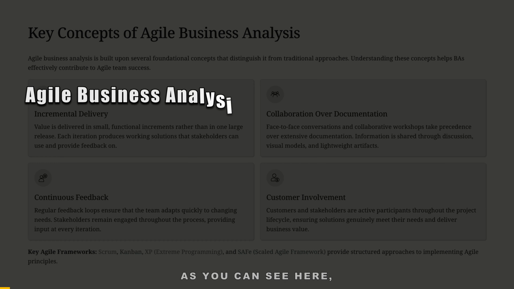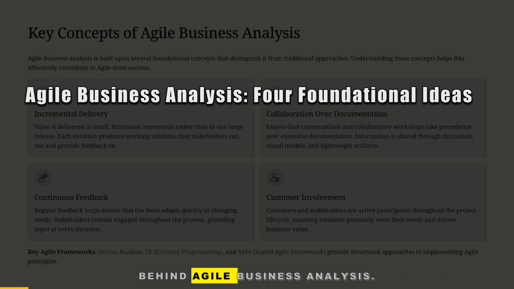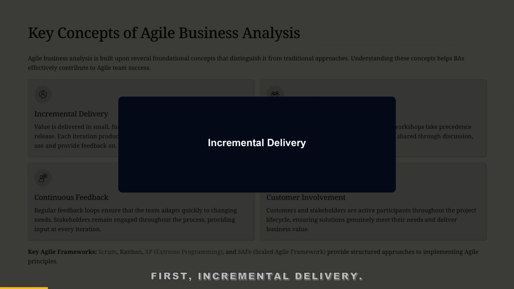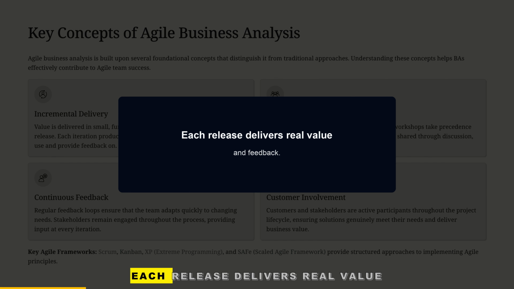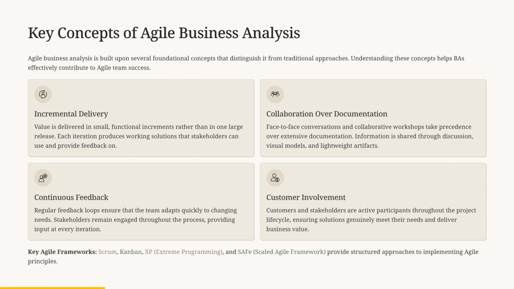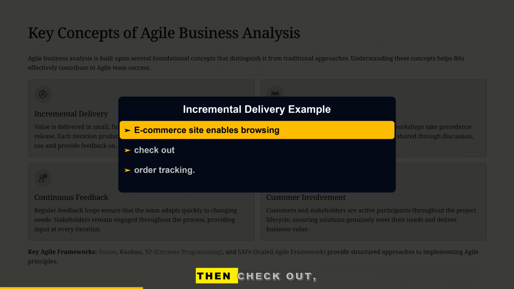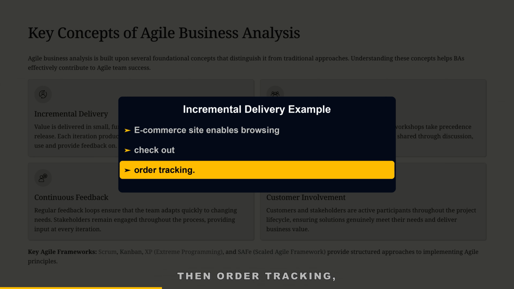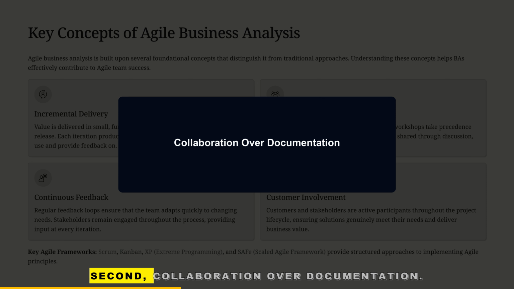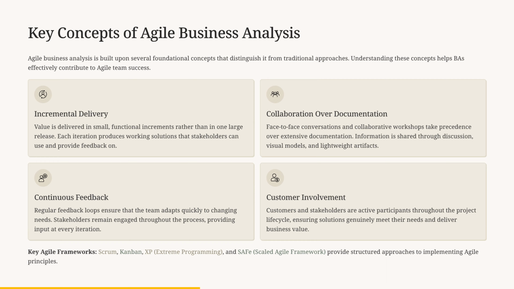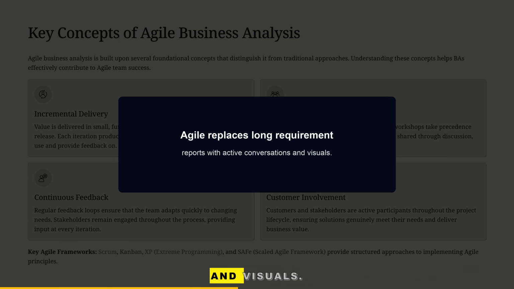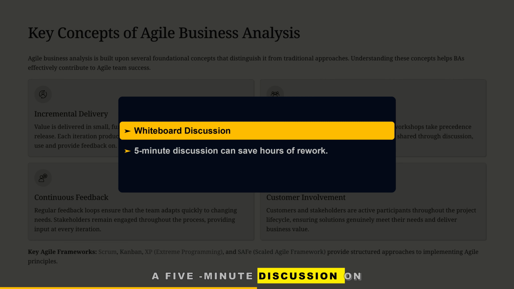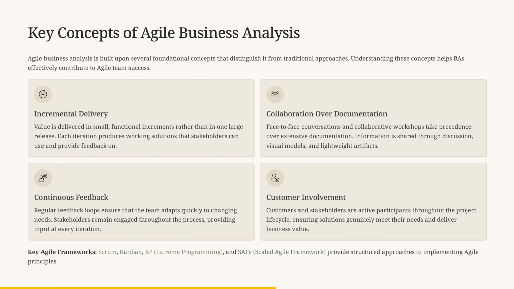As you can see here, there are 4 foundational ideas behind Agile business analysis. First, incremental delivery. We build and release in small, usable chunks. Each release delivers real value and feedback. For example, an e-commerce site might first enable browsing, then checkout, then order tracking, one step at a time. Second, collaboration over documentation. Agile replaces long requirement reports with active conversations and visuals. A 5-minute discussion on a whiteboard can save hours of rework.